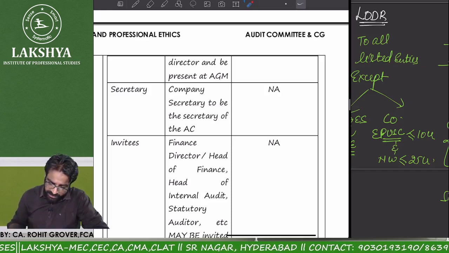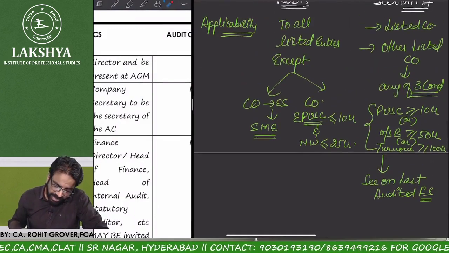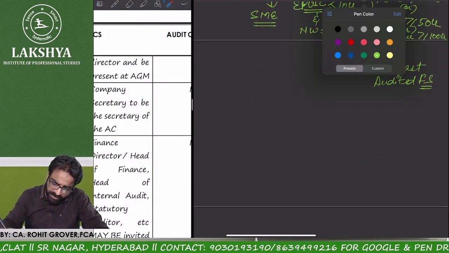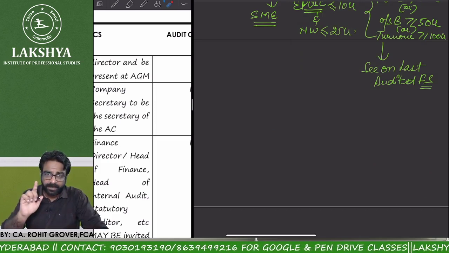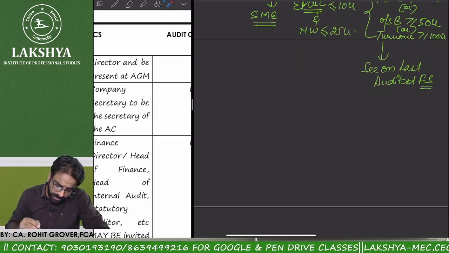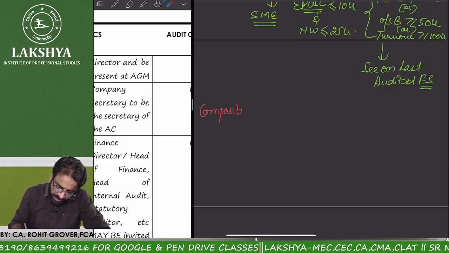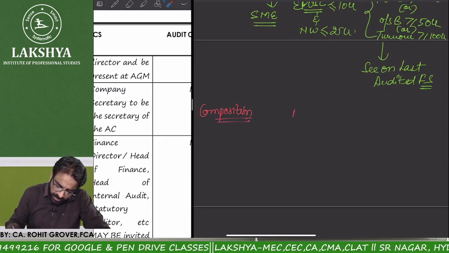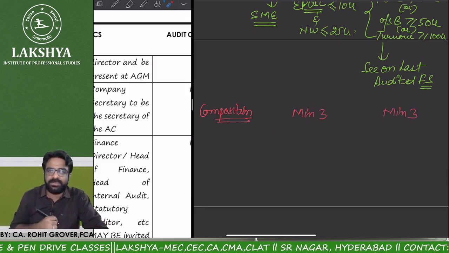So let us finish off this part first and then we'll move to the next one. Now, second thing, I will ask you some points. You keep on telling me the differences. So let us write the differences. Point number one. What is the composition we need? Here also minimum 3 members we need.